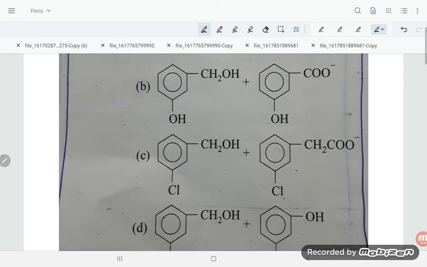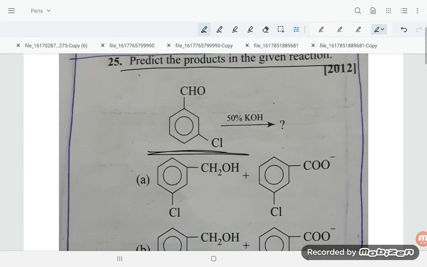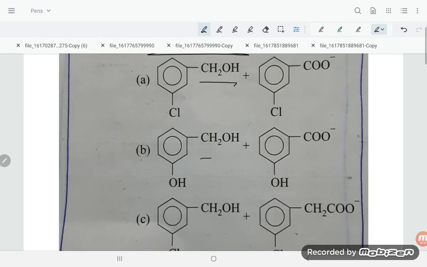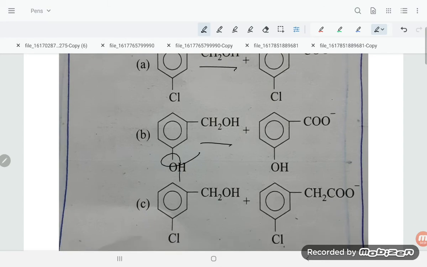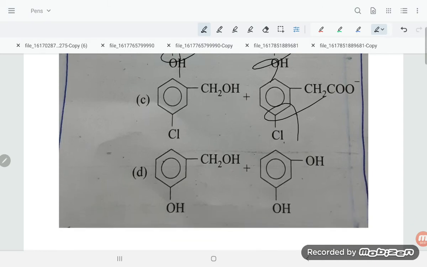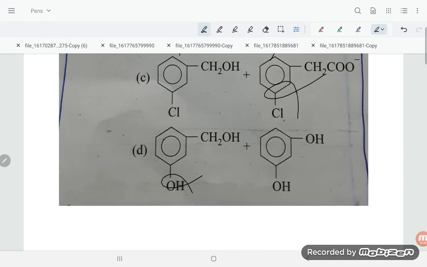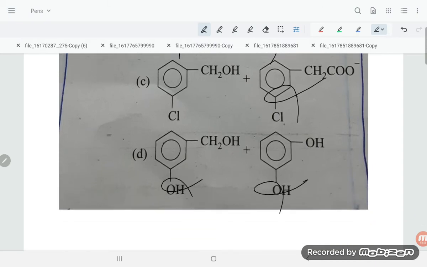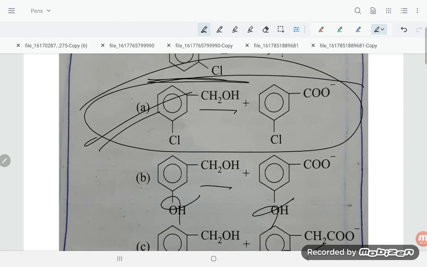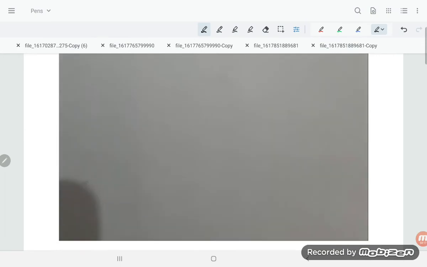So let us try to find out the product. This one is an alcohol, and this one is the acetate ion. This is not. This is the Cl alcohol. This is not. Here is OH, no, this will be as it is, Cl. Correct option is option number A, students. Okay, now let us move to the next question.